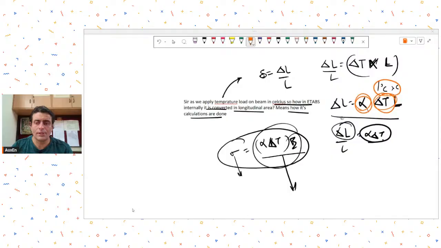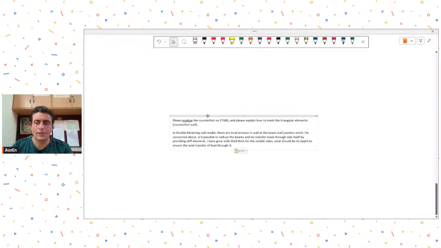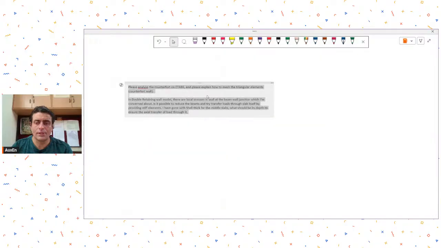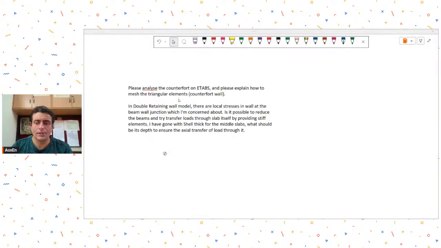Next query is from engineer Ishan Desai. He is from Goa and he is a working professional. He's asking, please analyze the counterfort on ETABS and please explain how to mesh the triangular elements. He has shared one ETABS model. I'm not going to run the analysis in ETABS, I'm just going to show you the screenshot.